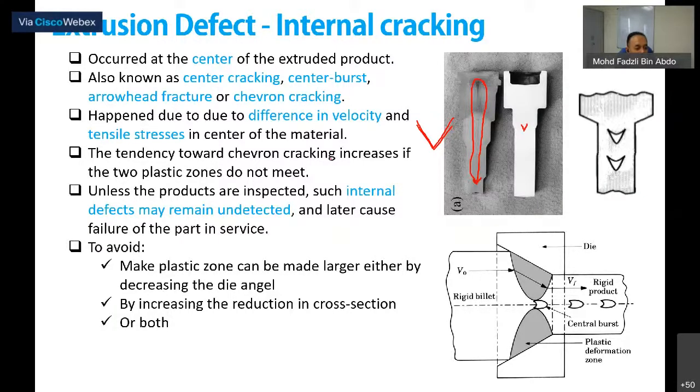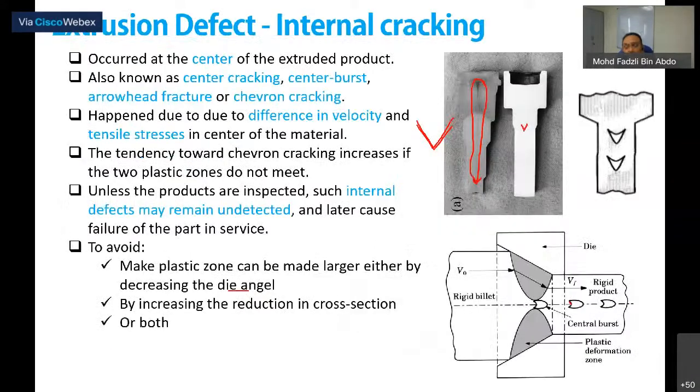Melainkan kalau you buat services ataupun you buat inspection. Bila inspection baru kita tahu. Kalau surface cracking tadi tak, walaupun you tak inspect, you nampak je dengan the naked eye. But then untuk internal cracking ni tak nampak. Kalau kita buat inspection, maintenance baru kita nampak. And then to avoid, make plastic zone can be made larger either by decreasing the die angle. Okay. Ni contoh-contoh central burst lah ni. Ataupun internal cracking. Kat tengah-tengah. Biasanya kita tak nampak. By increasing the reduction in cross section or both. Okay.